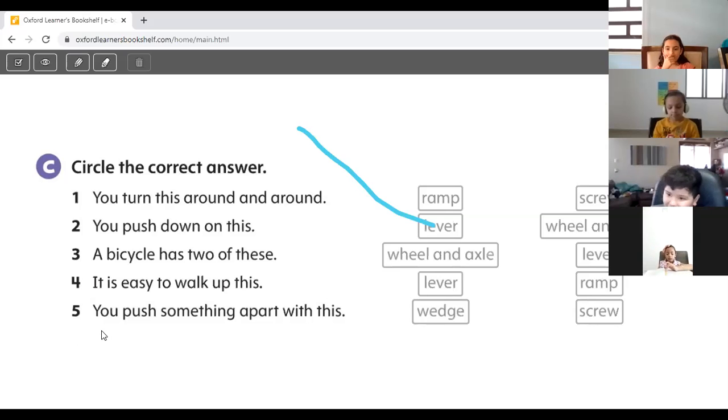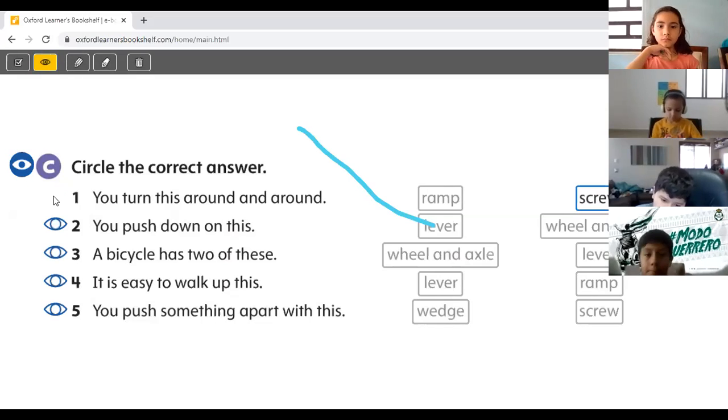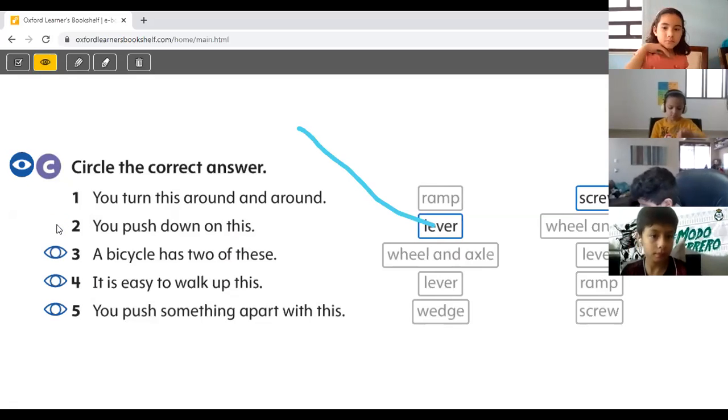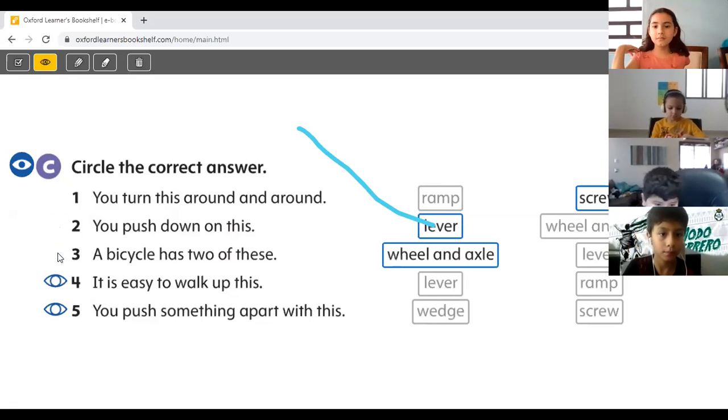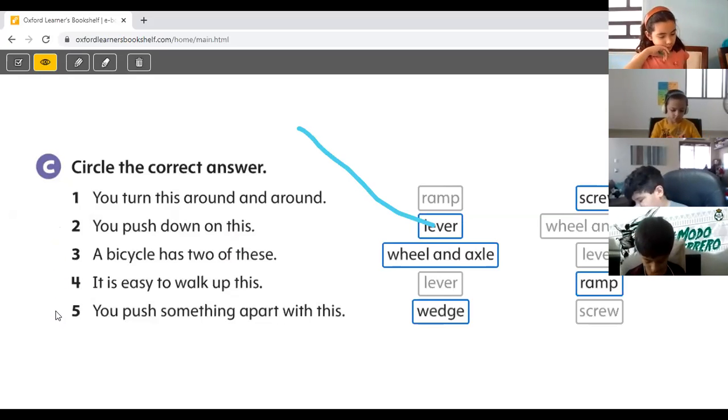Please. You push something apart with this. Okay. You push something apart with this. Which one? Andrea, you push, wedge. Okay, so let me show you the correct answers. Number 1, screw. Number 2, lever. Number 3, wheel and axle. Number 4, ramp. And number 5, wedge.